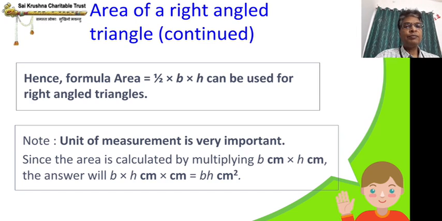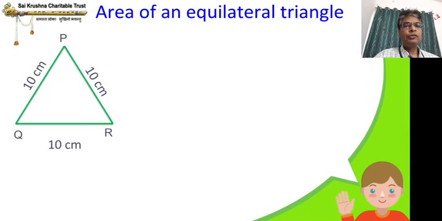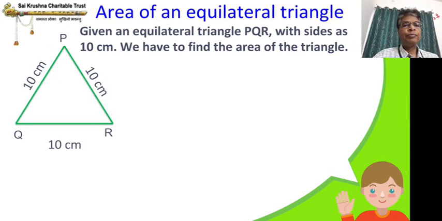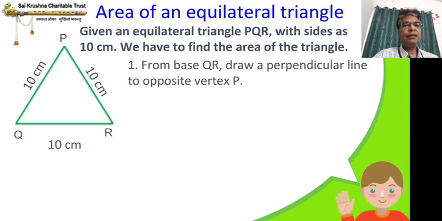Now we will go to the next one. So we are going to see an equilateral triangle now. Here 3 sides are given, 10 centimeter. We have to find the area of the triangle. So from the base we will explain why it is required.